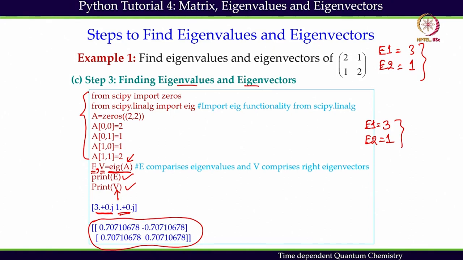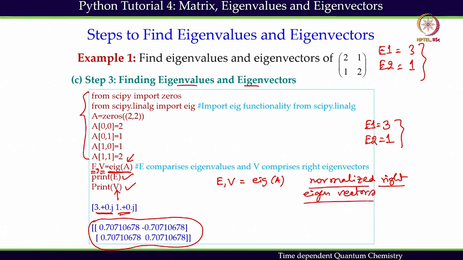What it does actually, this construct E comma V equals EIG A, computes the eigenvalues and gives me normalized right eigenvectors.